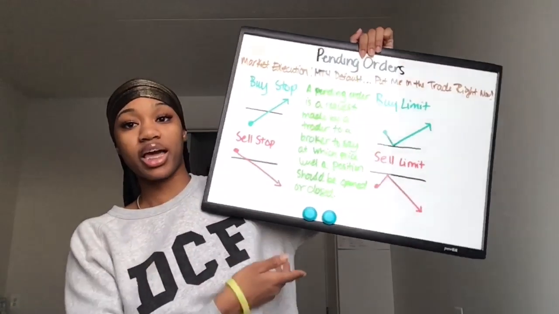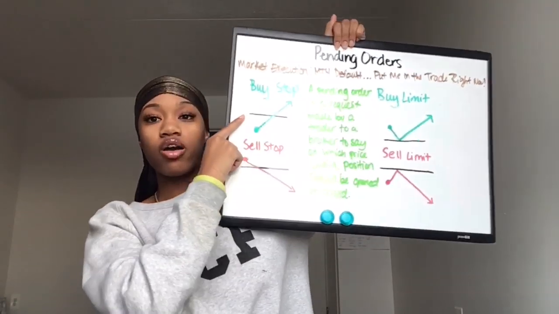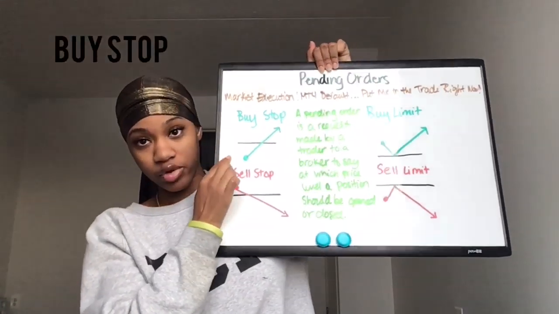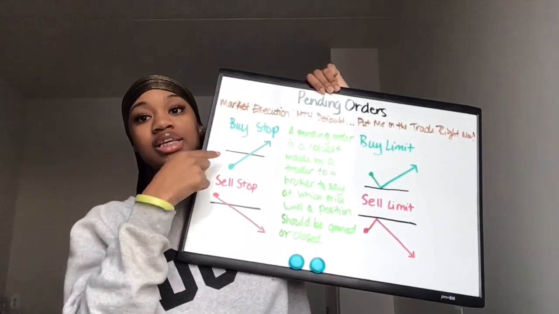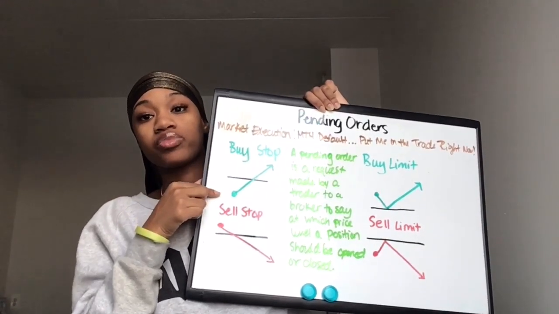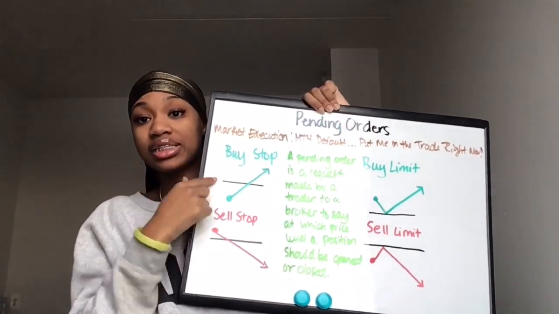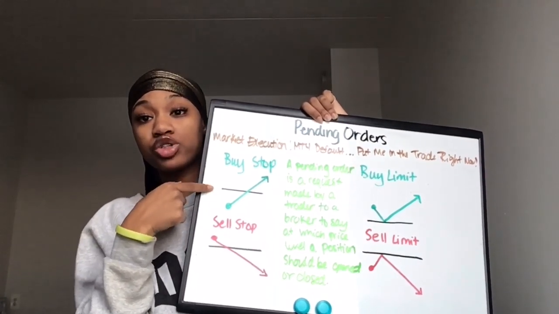Now to explain the difference between each one. The first one that we're going to go over is a buy stop, right? A buy stop basically says, this is where price is at right now. For example, now you're waiting for price to get to this black line before you actually want the MetaTrader to put you into the trade.